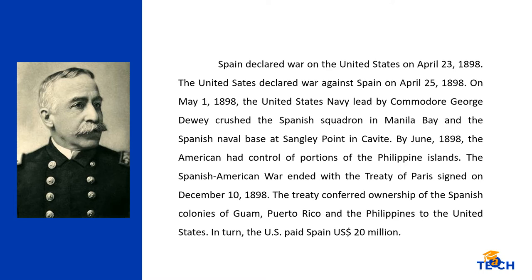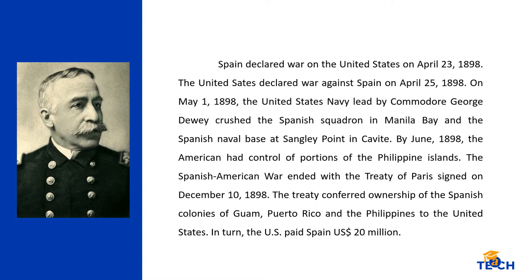Spain declared war on the United States on April 23, 1898. The United States declared war against Spain on April 25, 1898. On May 1, 1898, the United States Navy, led by Commodore George Dewey, crushed the Spanish squadron in Manila Bay and the Spanish naval base at Sangley Point in Cavite. By June 1898, the Americans had control of portions of the Philippine Islands.